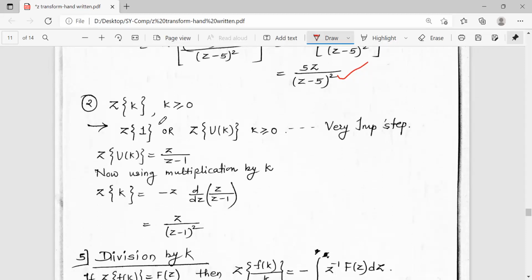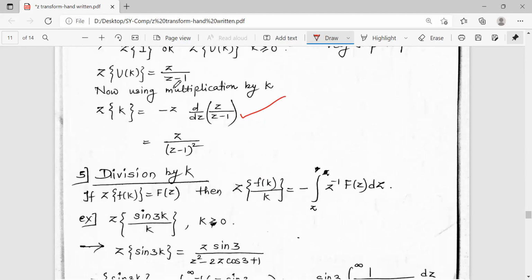Now suppose the z transform of k is asked. In this case, it can be considered as z of 1 into k, or z of k into u of k. The standard sequence u of k is multiplied with k. The transform of u of k, the unit step function, is z upon z minus 1. And therefore the multiplication property will give you minus z d by dz of z upon z minus 1. This particular result is to be used for the transform of k only.